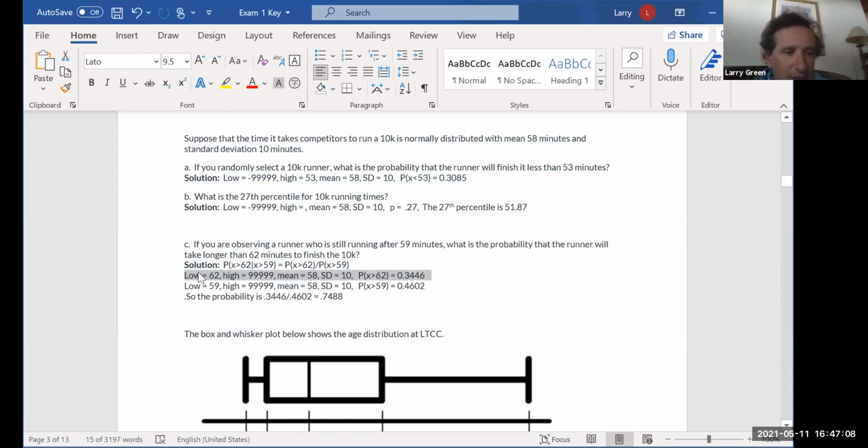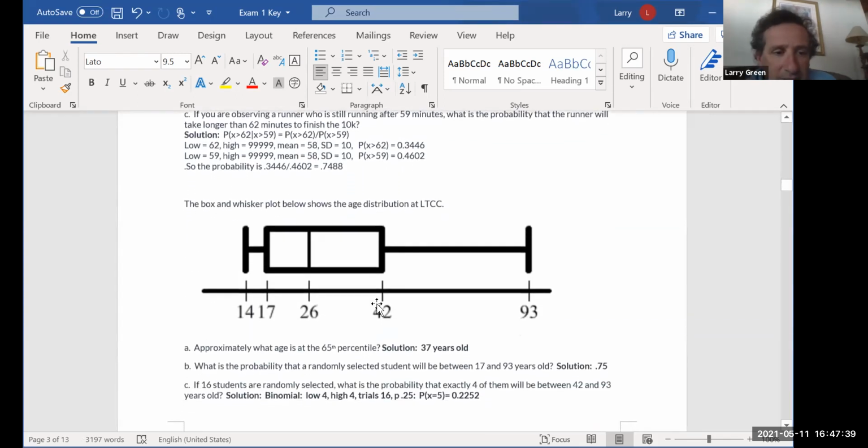Okay, so for the first one, the low is 62, the high is a bunch of nines, mean is 58, standard deviation is 10, and I get 0.3446. Similarly, the second one is exactly the same, except the low is 59. Then the probability is 0.4602. Then divide, and you get about 0.7488. Any questions at all on part C? Any questions?